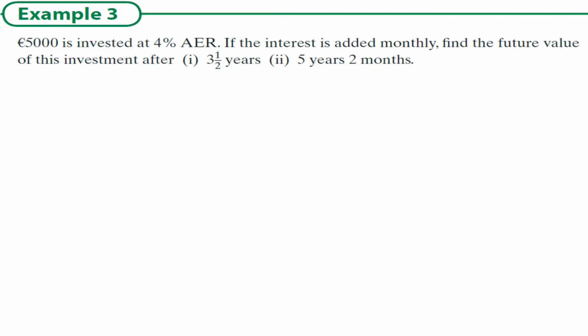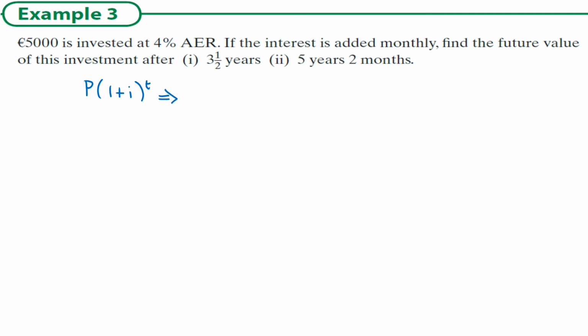So let's take an example here of €5,000 invested at 4% AER. And they said if the interest is added monthly, find the future value of the investment after 3.5 years or 5 years and 2 months. So now what I'm going to do first off is try and understand, well, what is this monthly rate? So the formula I use is similar to the one that we had for the bonds, and it's P bracket 1 plus I to the power of T.